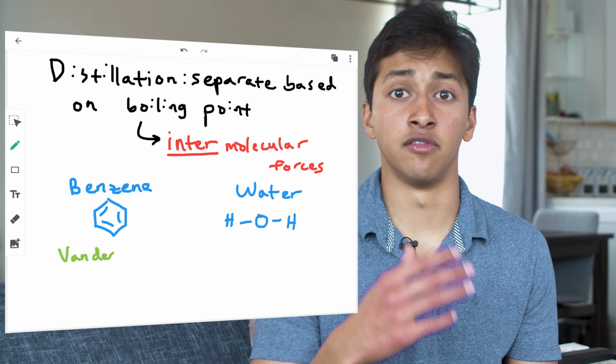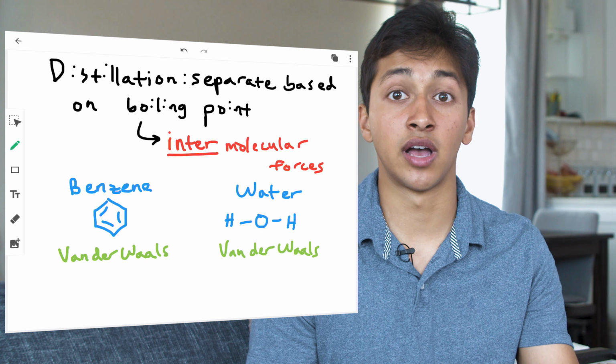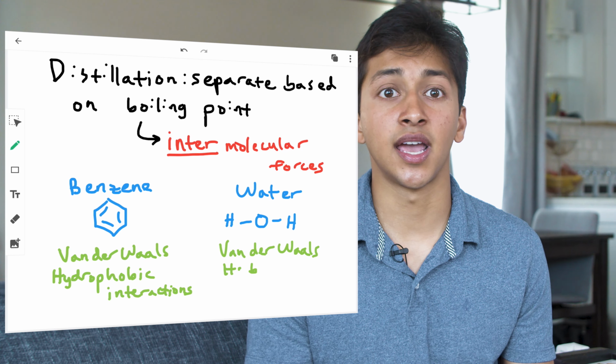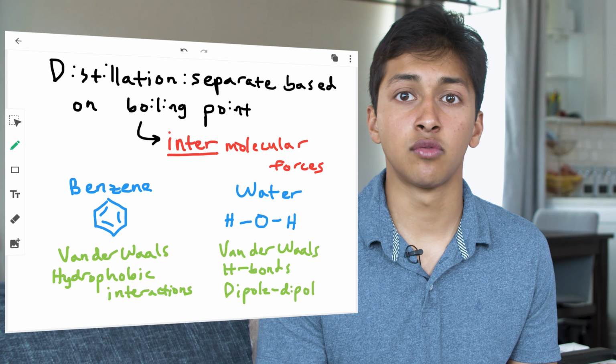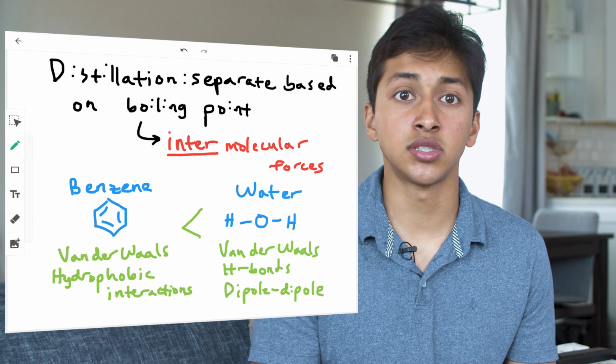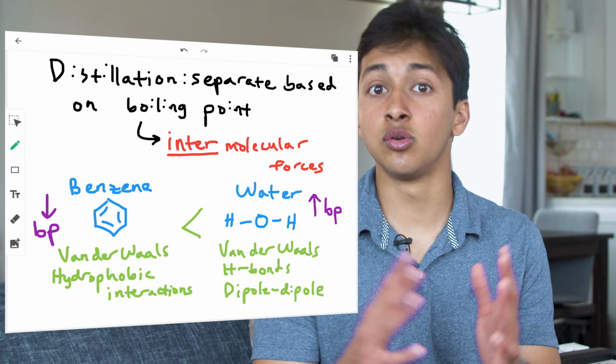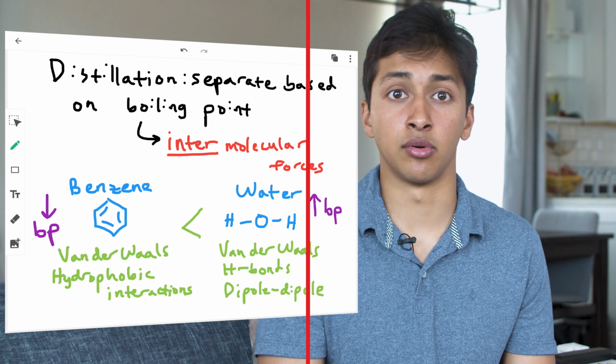Both molecules engage in van der Waals interactions, and benzene will have some hydrophobic interactions. Water, however, can engage in hydrogen bonding and dipole-dipole interactions. Therefore, benzene has weaker intermolecular forces and a lower boiling point. Distillation will separate these two compounds based on those different boiling points.